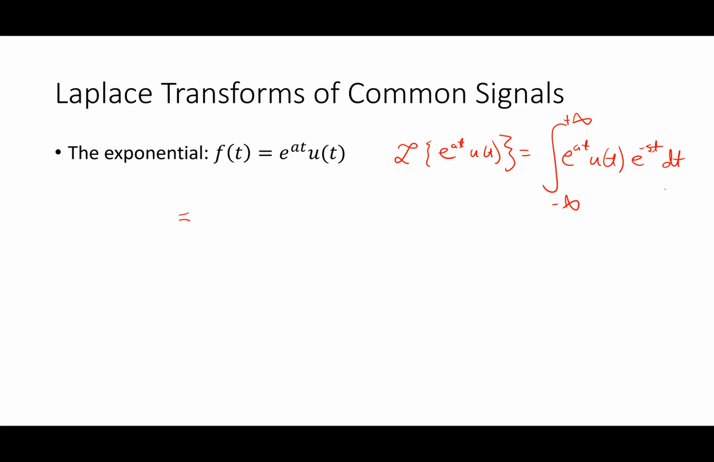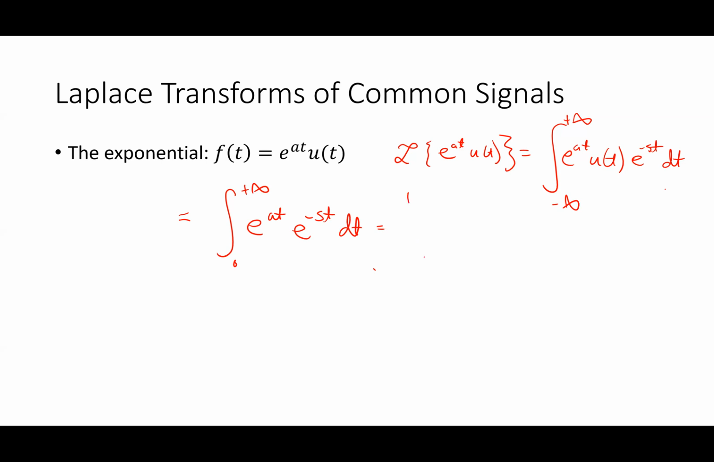Changes the bounds. Yeah, it changes the bounds again. So basically I end up with just simply the integral from 0 to infinity of e to the at times e to the negative st dt. So I can combine the two exponentials. How do I combine those two exponentials? By adding their exponents. Yeah, you add their exponents.